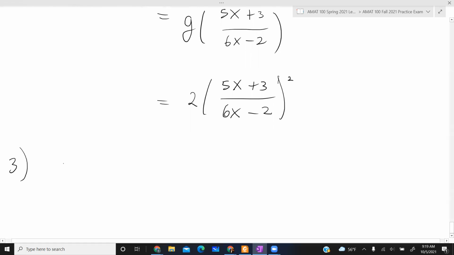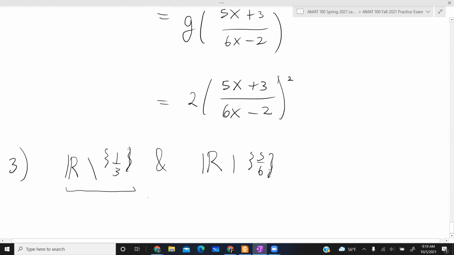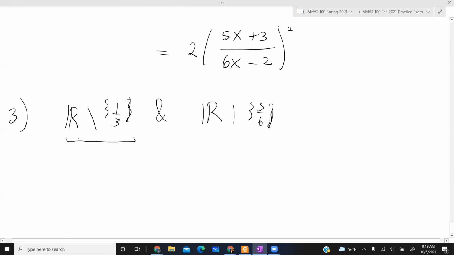So in part A, I wrote this: R minus {1/3}, and I wrote R minus {5/6}. Where remember, this is the set notation, the bracket. So this is a set consisting of just a single number. What this notation is, is just a set difference. It's not that bad. I'm just going to tell you really quickly what that means.